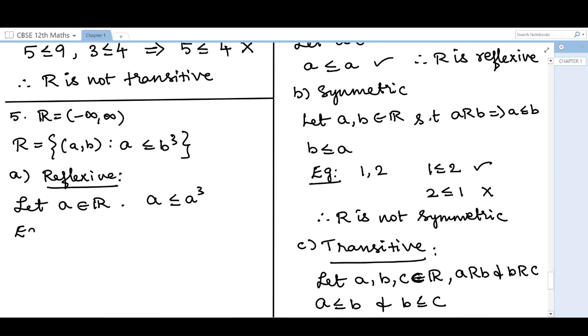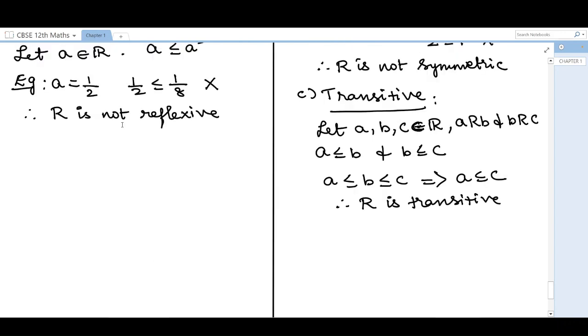For example, if you take A to be 1/2, then 1/2 is less than or equal to its cube, that is 1/8, is not true. Therefore, A is not related to A. Thus, the relation R is not reflexive. The second one is symmetric.